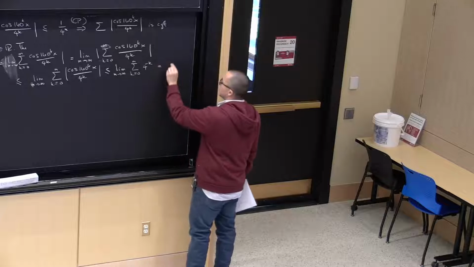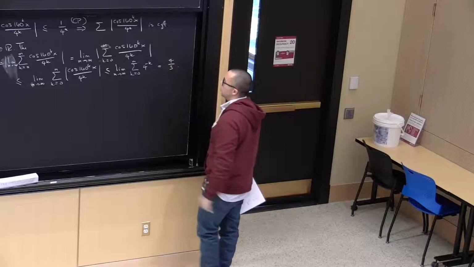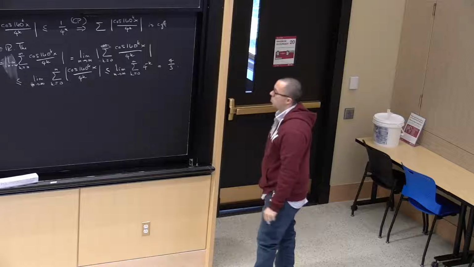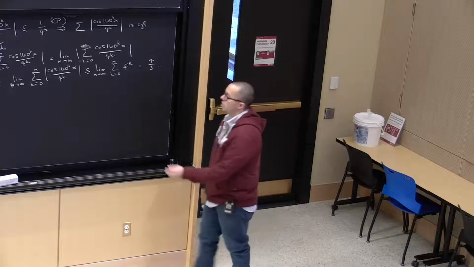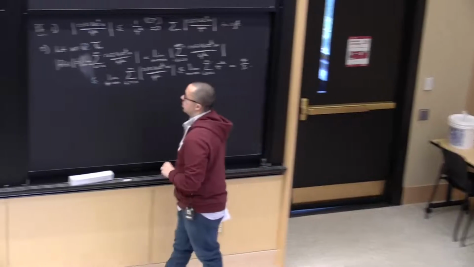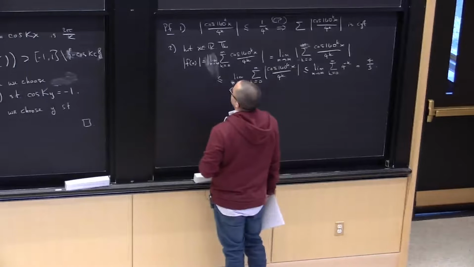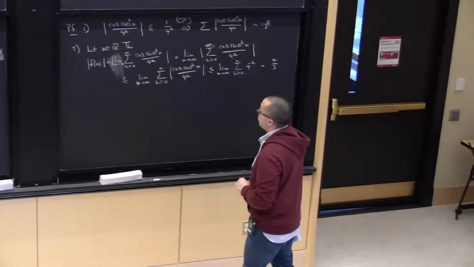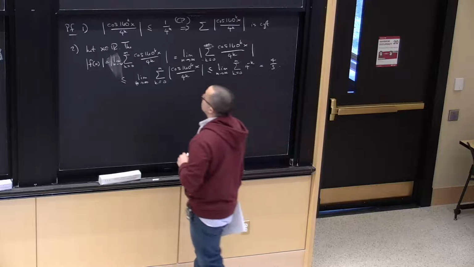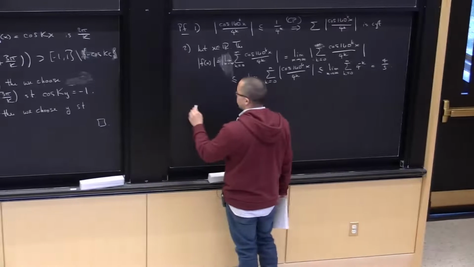And this equals 4/3, right? This is just the sum from k equals 0 to infinity of 4^(-k). All right, so this function is always bounded by 4/3. Okay? All right, so the function is bounded. Let's now show it's continuous.